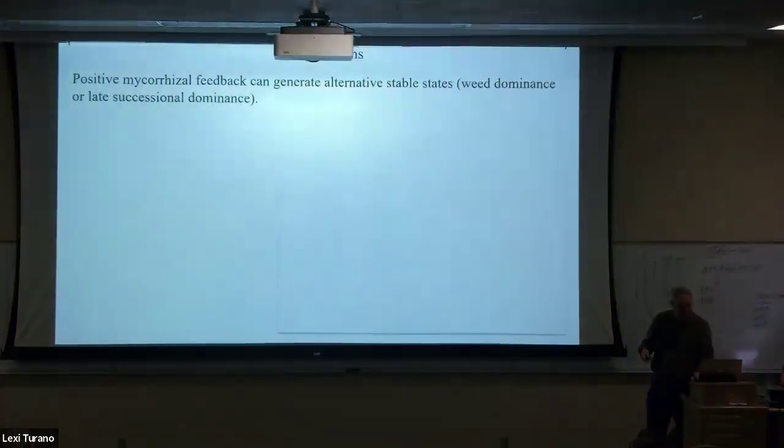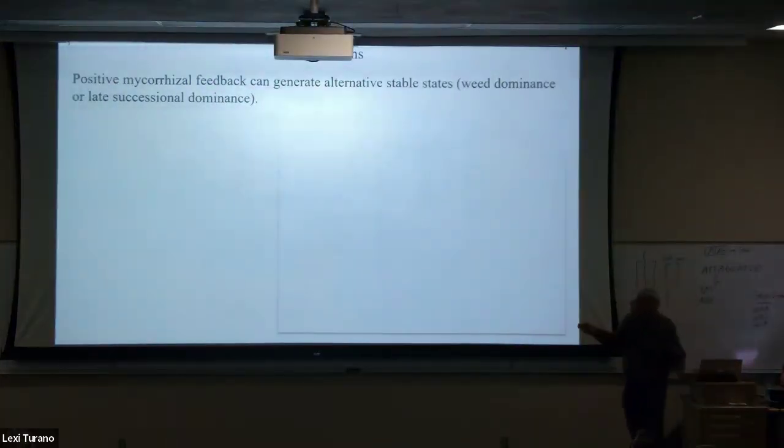And to be clear, positive feedbacks can generate alternative stable states. One of those stable states is late successional dominance. The other stable state is weed dominance. Late successional dominance with good fungi, weed dominance with bad fungi. Those are alternative stable states.